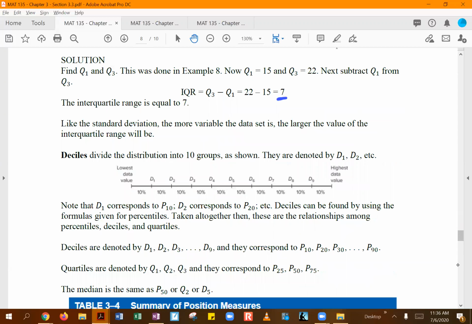So basically the idea here is just like standard deviation. The more variable our data set is, the larger your interquartile range value will be. The less variable the data set is, of course, the smaller the interquartile range value comes out to be.